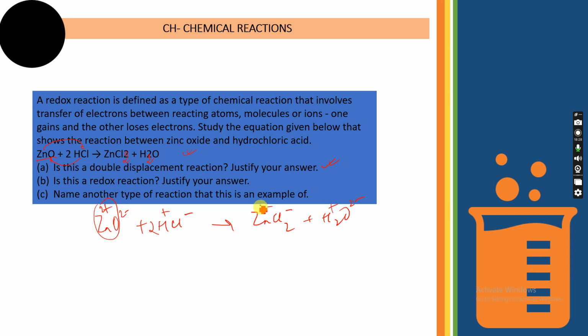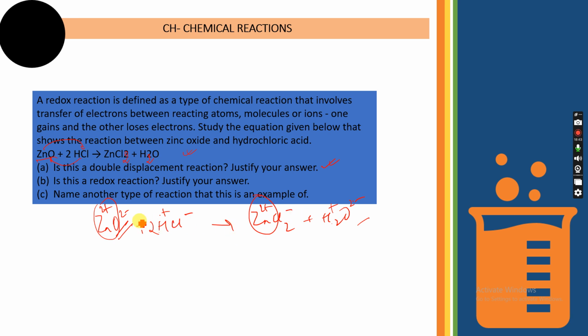Here also zinc is 2 plus, here also zinc is 2 plus. That means no loss of electrons is taking place. Okay, even if you see oxygen, here also it is 2 minus, here also 2 minus. Hydrogen is plus here, and plus here also. Chloride also -1, here also -1.